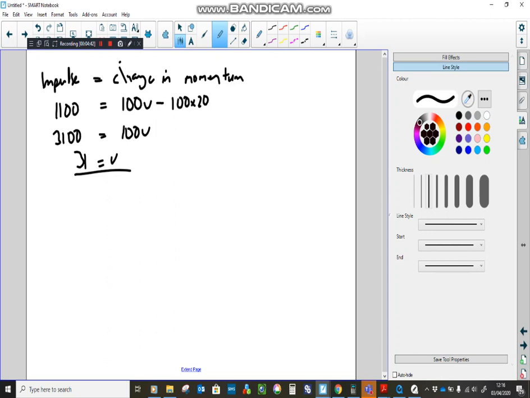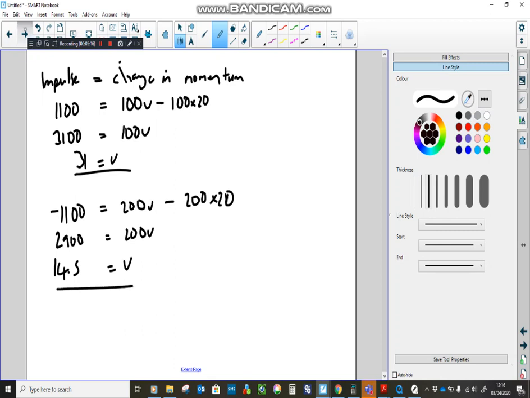Right, the other one is going to slow down, so its impulse is going to be negative, acting in the opposite direction. So you've got minus 1100 equals 200V minus 200 times 20. We're considering moving to the right as positive. Obviously that's 4000, so 2900 equals 200V, and so 14.5 equals V. Okay, so that's that one done.